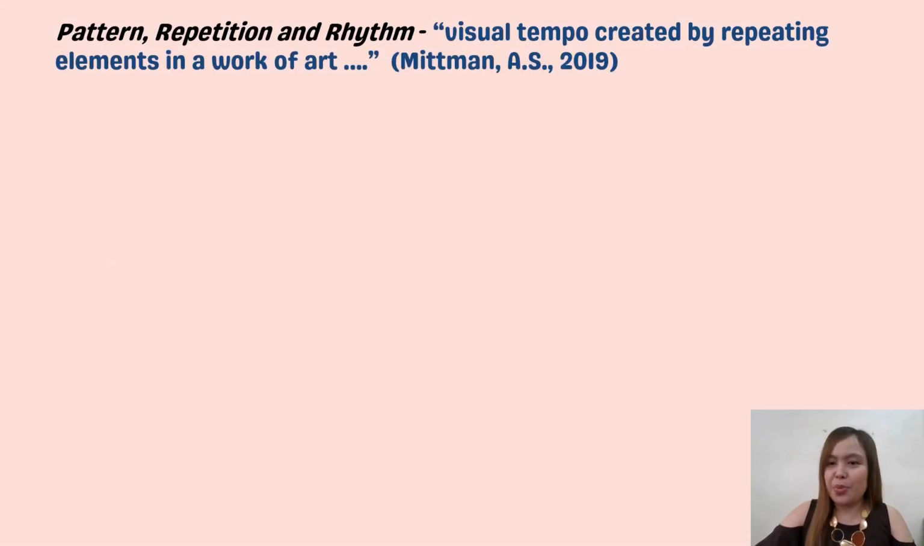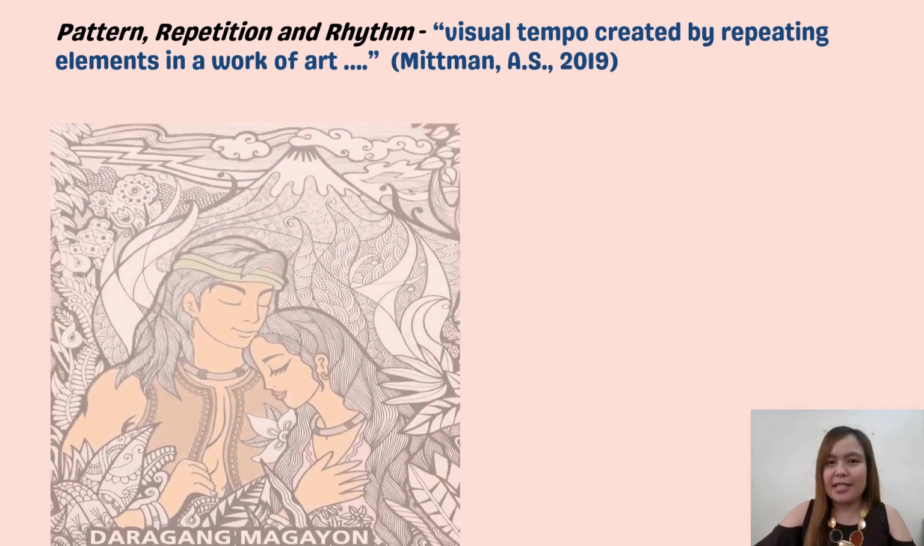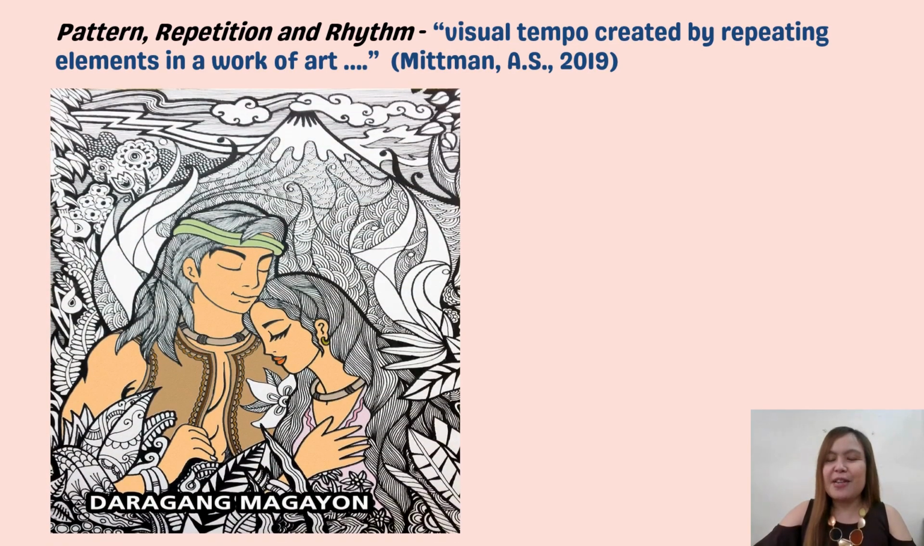Pattern, repetition, and rhythm are yet another elements that fall under composition. And according to Mittman, they are referred to as the visual tempo created by repeating elements in a work of art. Now this picture from the legend of Mount Mayon shows the two main characters, Daragang Mayon and her lover.